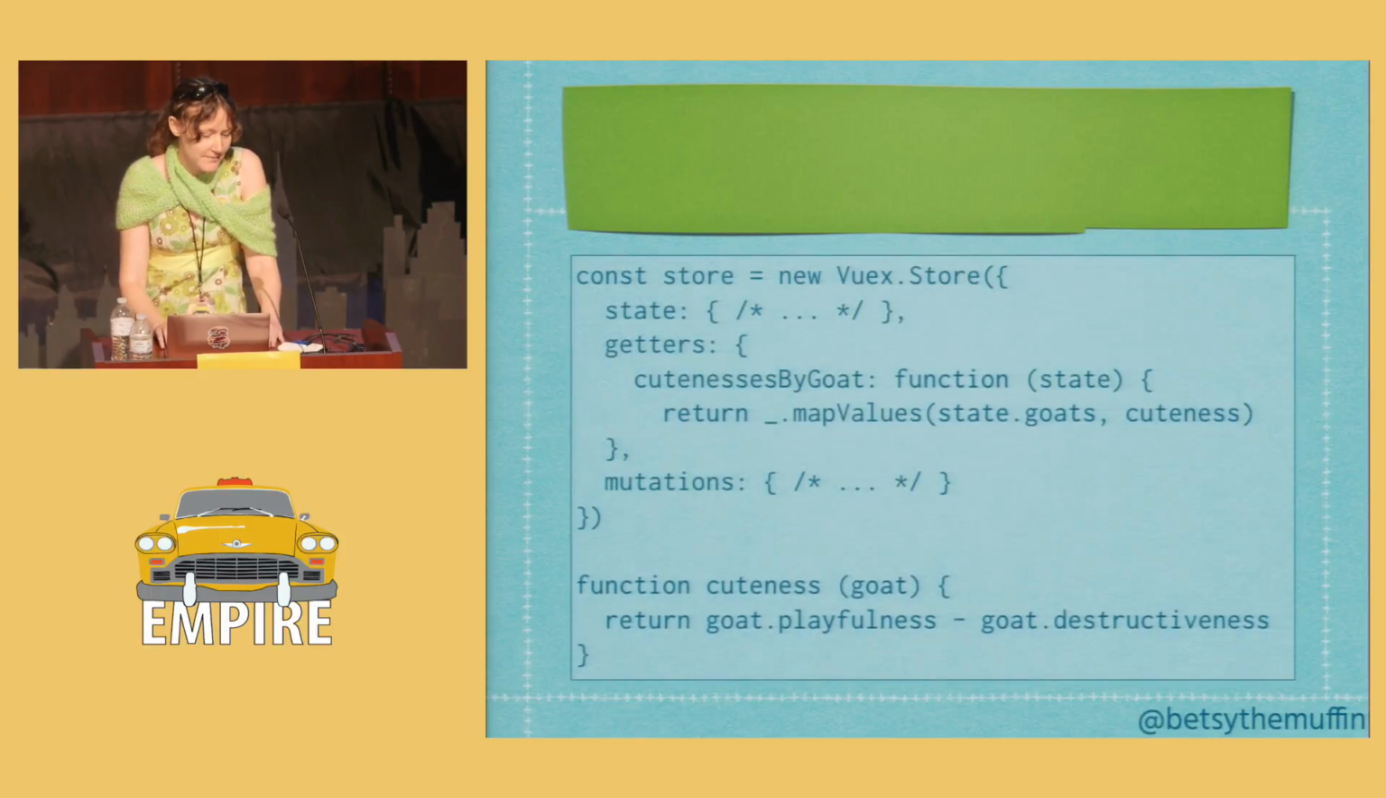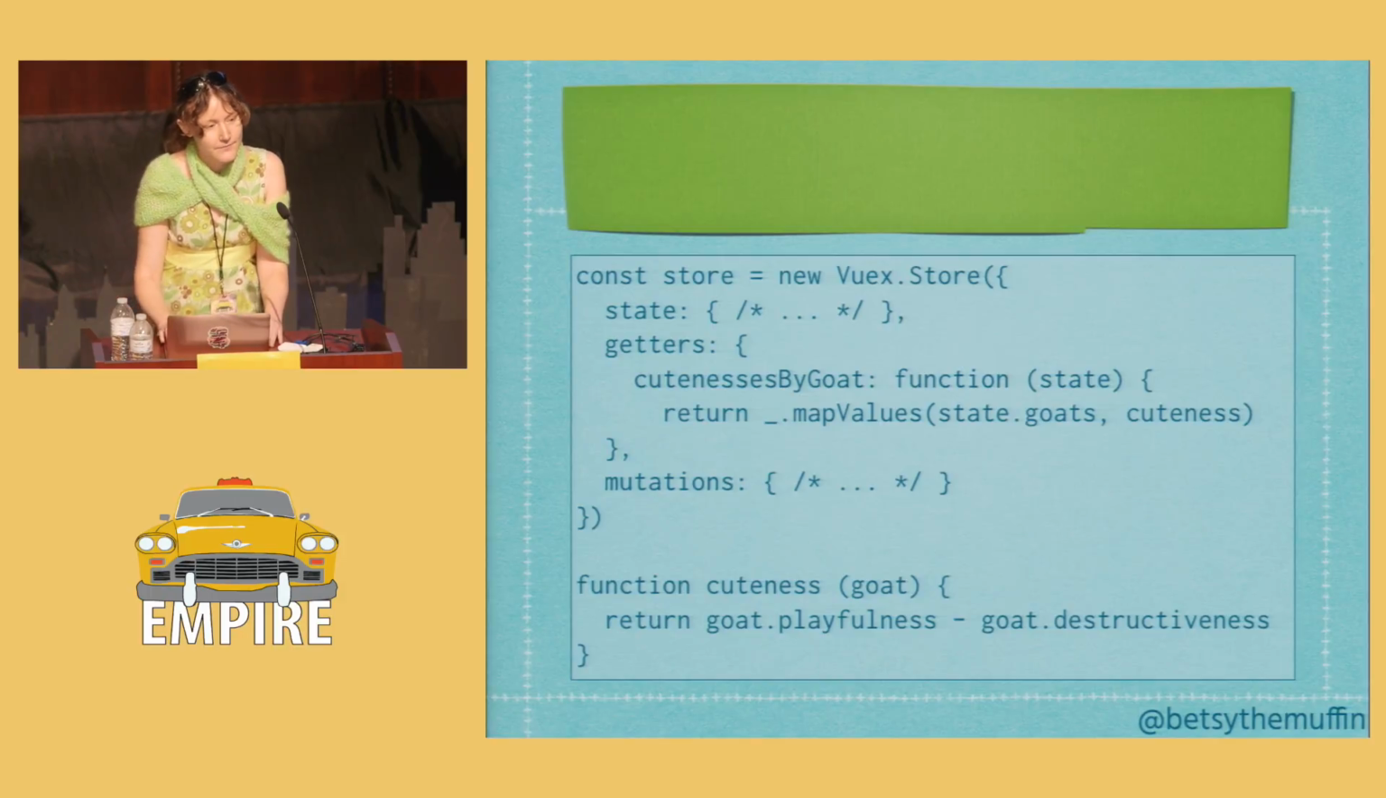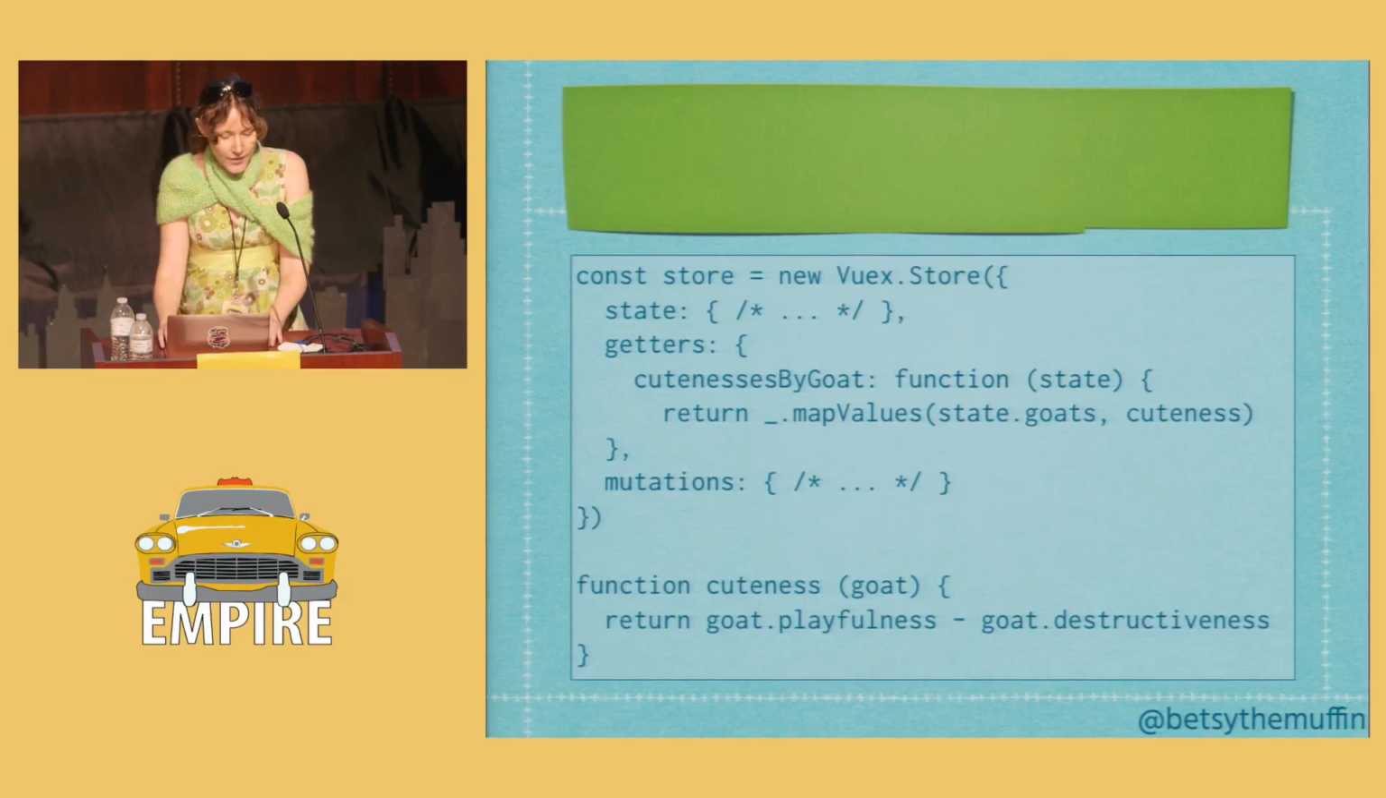Maybe we can put it in the store. If we want to keep all the goat-related things in one place, we can use vuex store getters. Getters are like computed properties on the store as a whole, and are even implemented as computed properties under the hood. More on that later. But this strategy is kind of awkward. Getters have to talk about the entire store. Getters specifically cannot return functions.